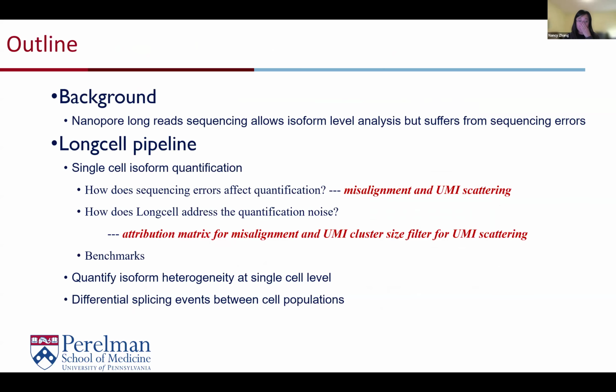So how does LongCell address these 2 different issues of misalignment and UMI scattering? We have these 2 steps in the procedure. One is using the attribution matrix for correcting misalignment, and then we do this UMI cluster size scatter correction. So these 2 steps we feel must be done for single cell and spatial experiments, because of this unique way that experiments have these UMIs, and you correct for PCR amplification error.